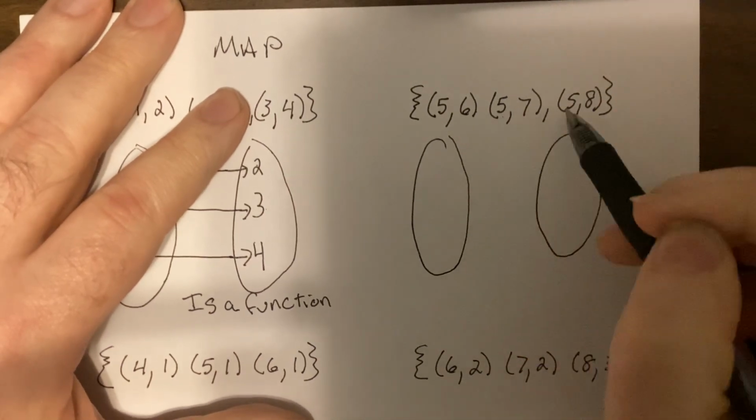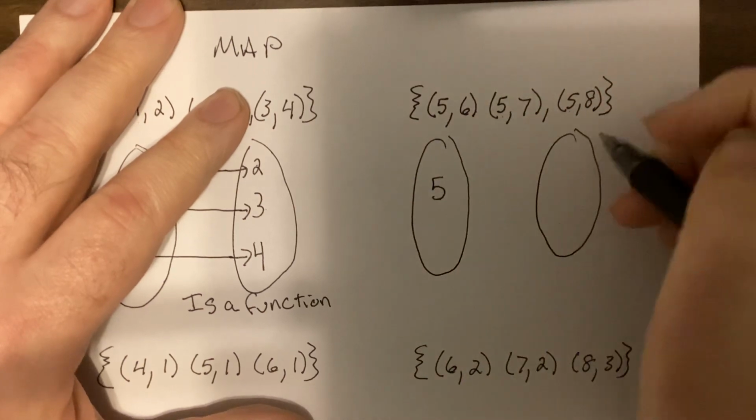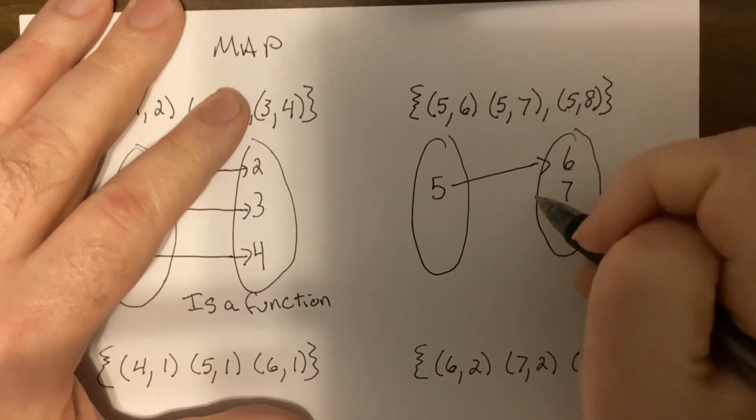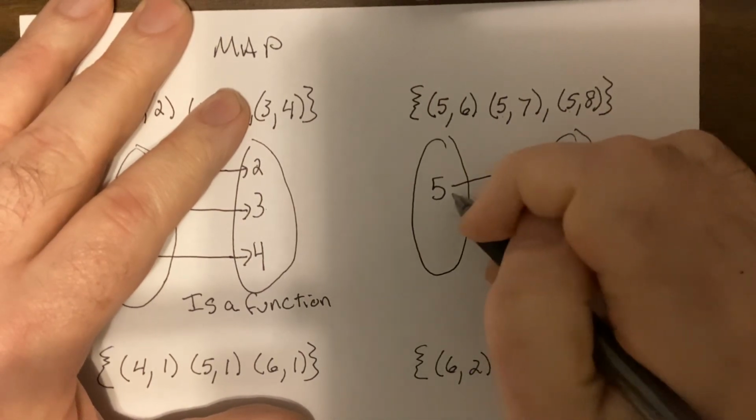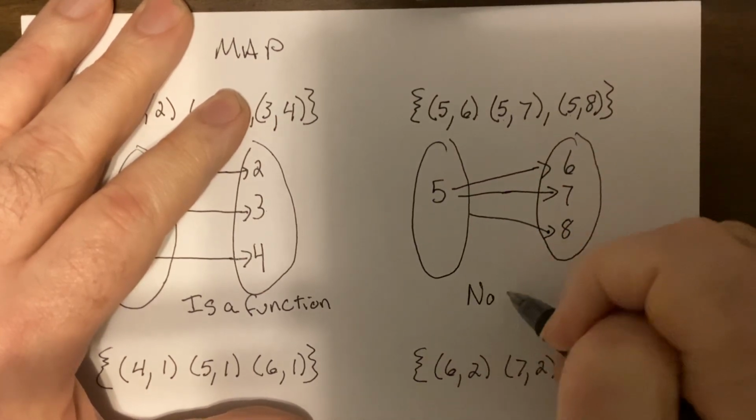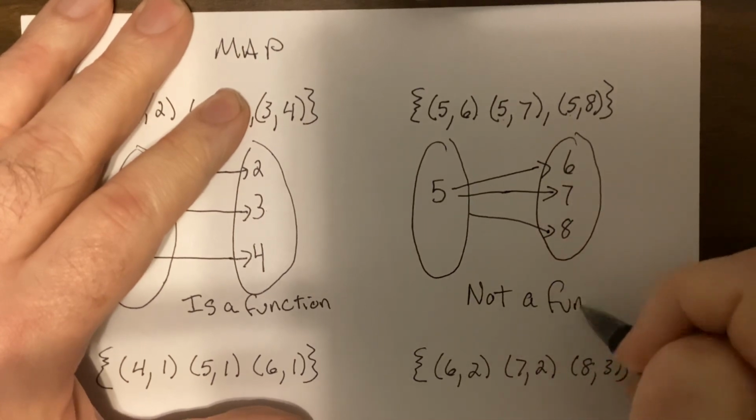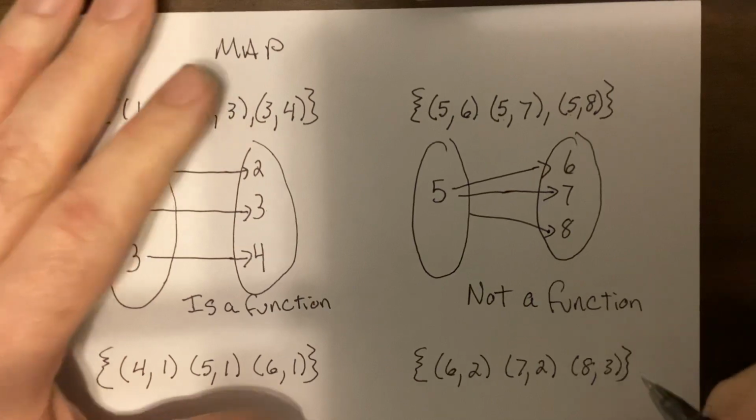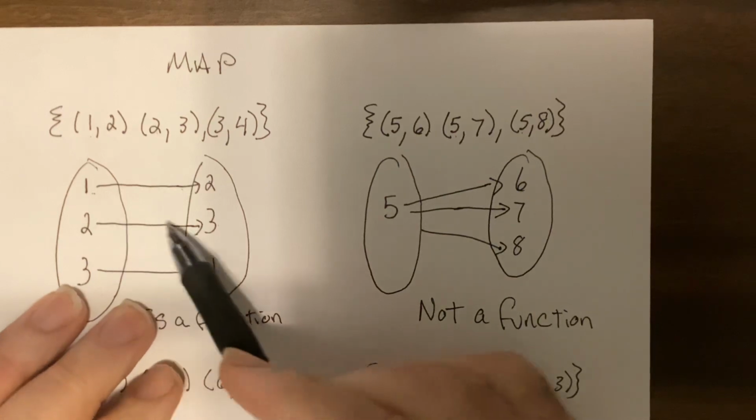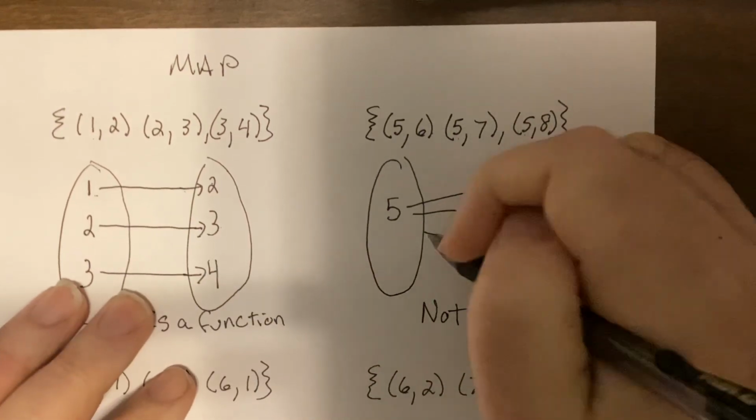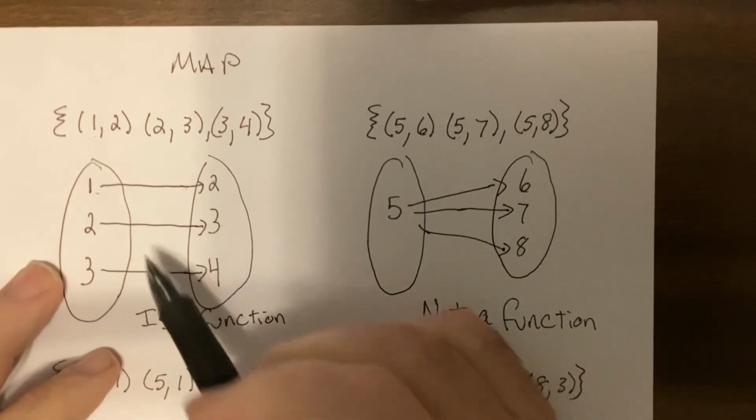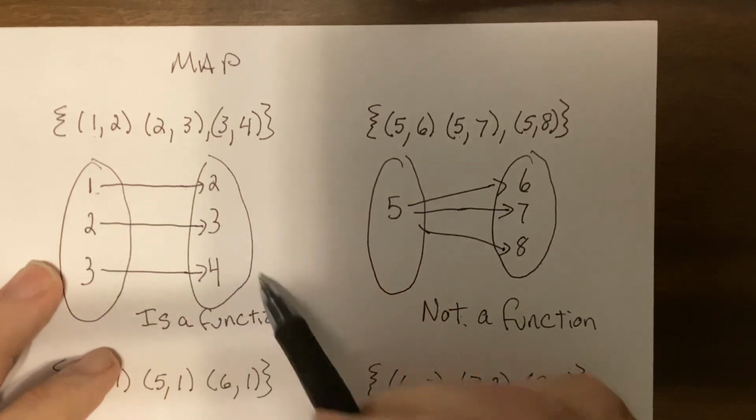So this one, we have 1, 5, and then it goes 6, 7, and 8. Now, does more than one arrow come from your x value? If it does, this is not a function. So again, notice each one has one arrow that comes from it. This has more than one arrow. In this case, it actually has 3, so not a function. This is a function because they each have just one arrow that goes to the number.